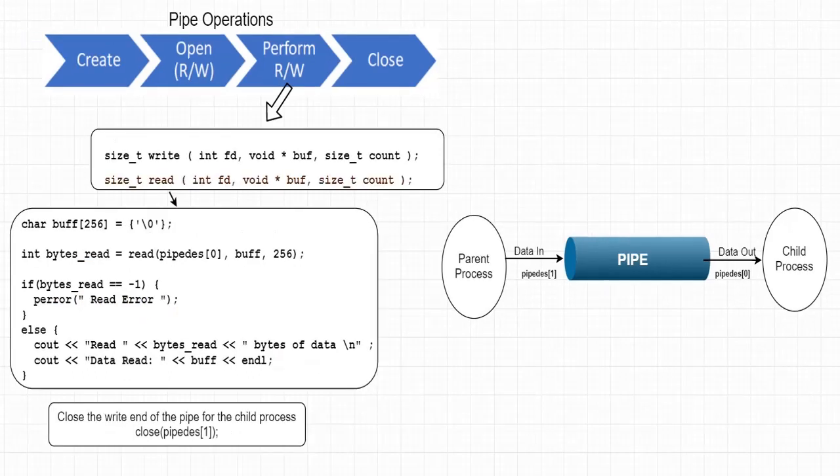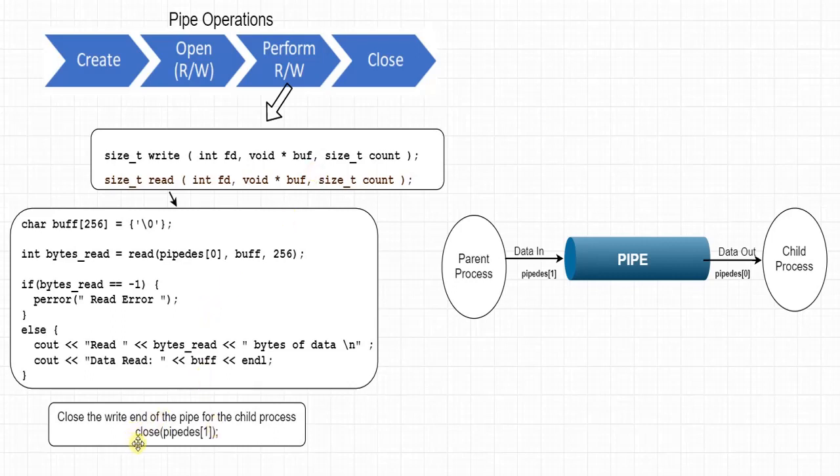Next we consider the read operation. So here in this example, the child process reads from the pipe and it does not write anything into the pipe, only the parent process writes into the pipe. So we close the write end of the pipe in case of the child process.